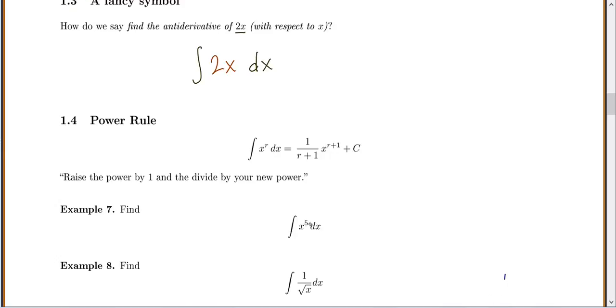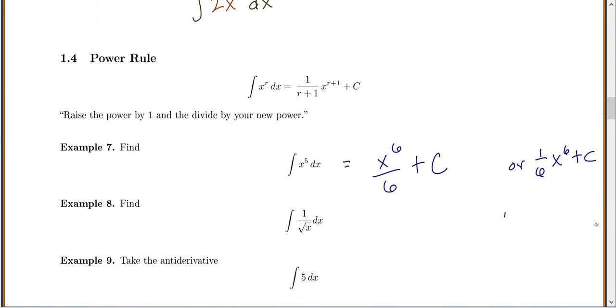So in example 7, we want to find the integral, or the antiderivative, of x to the power of 5. So I need to raise the power by 1 and then divide by the new power. So x to the 6 over 6 plus c. Or if you prefer, I often write it as 1 over 6 x to the power of 6 plus c. Doesn't matter.